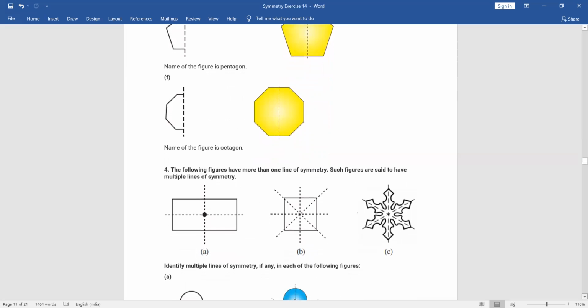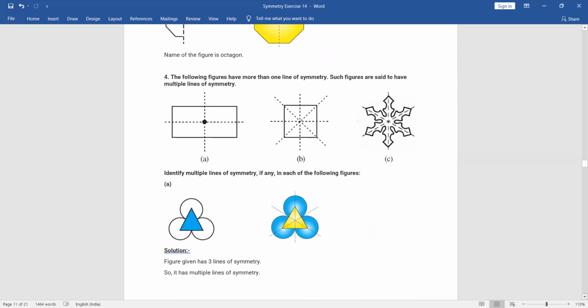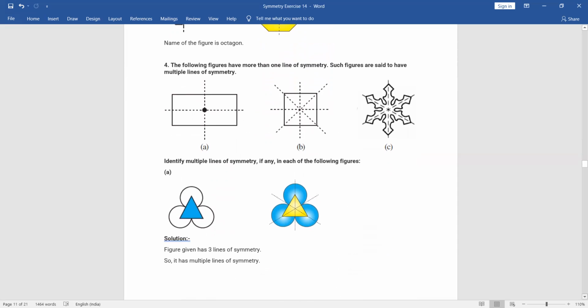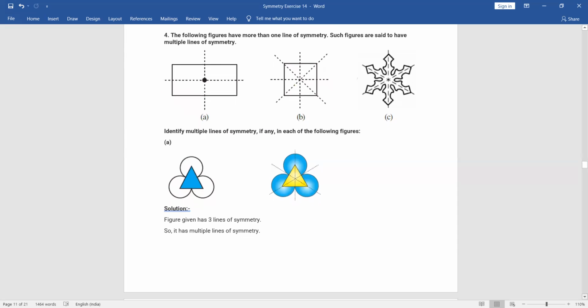Okay, now see here, question number 4. In this question number 4, what you have to tell? These are a few of the figures in which there is more than one line of symmetry. So what you have to explain here? In the given figures, you have to find out whether there are multiple lines of symmetry. So what do you need to do?